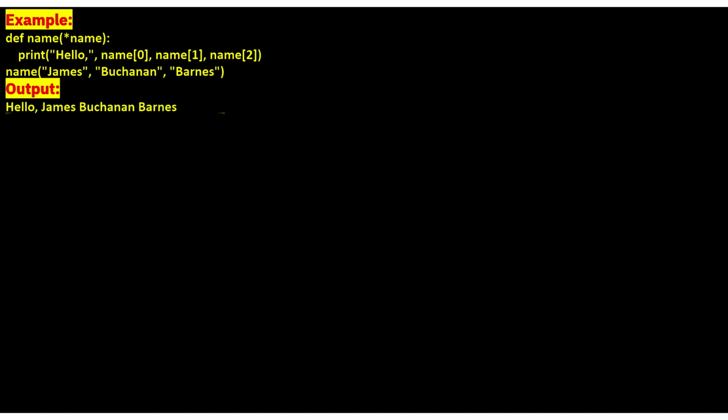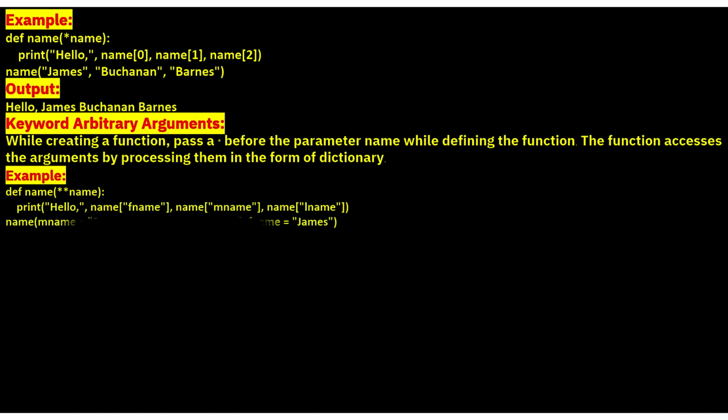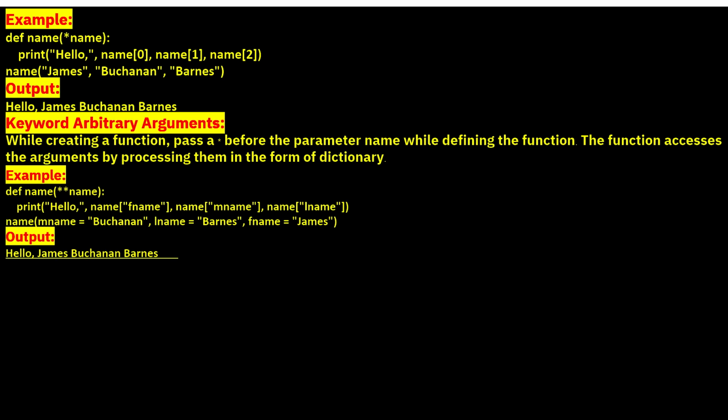Keyword arbitrary arguments. While creating a function, put two asterisks before the parameter name while defining the function. The function accesses the arguments by processing them in the form of a dictionary. Example: def name(**name): print("Hello", name["fname"], name["mname"], name["lname"]). name(mname="Buchanan", lname="Barnes", fname="James"). Output: Hello James Buchanan Barnes.